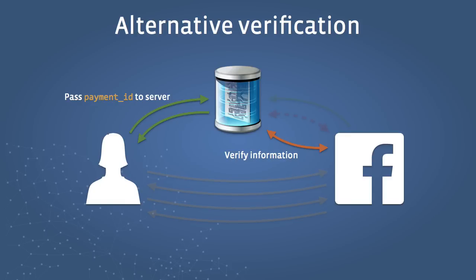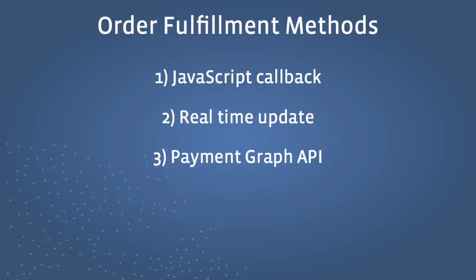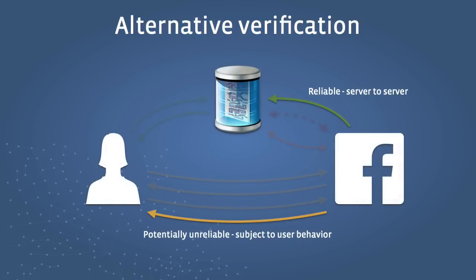This is covered later in this video. Now let's take a look at the second order fulfillment method, RealTime Updates. There are circumstances where the JavaScript callback may not be triggered. A scenario when this might occur is if a user closes their browser before the payment process completes and the pay dialog closes. Facebook therefore provides this second method for purchase fulfillment.